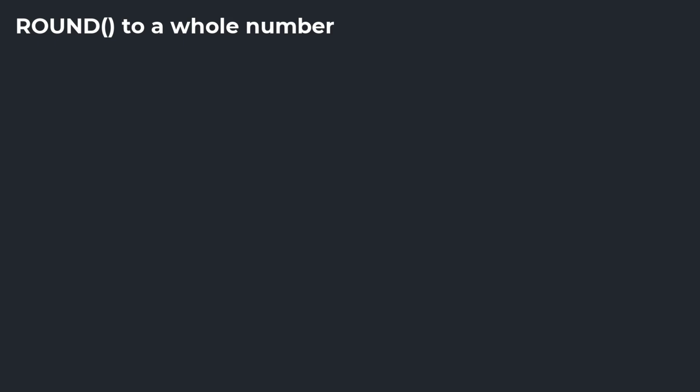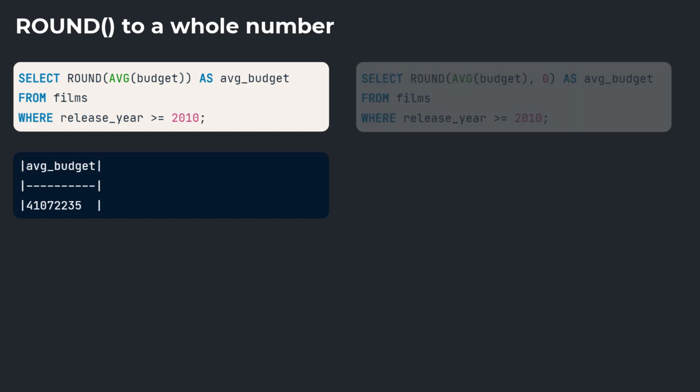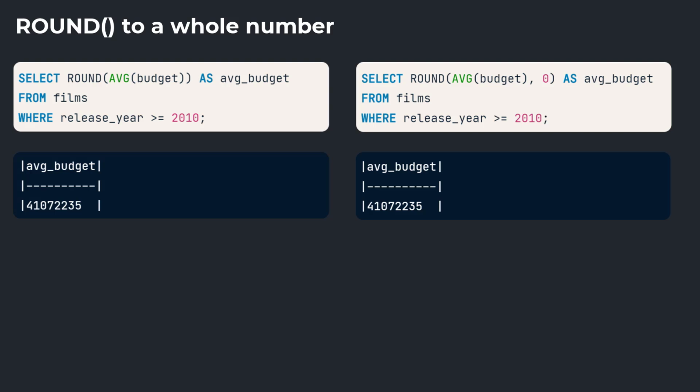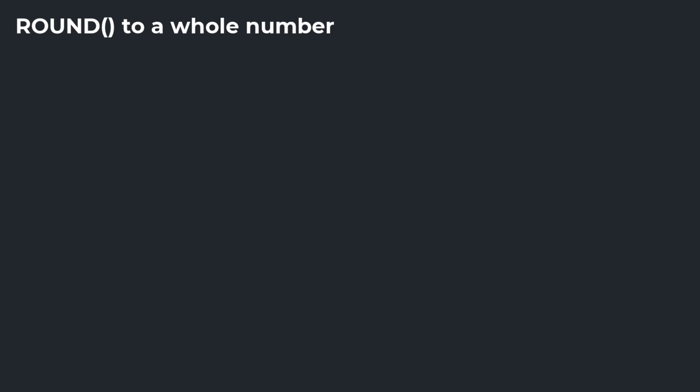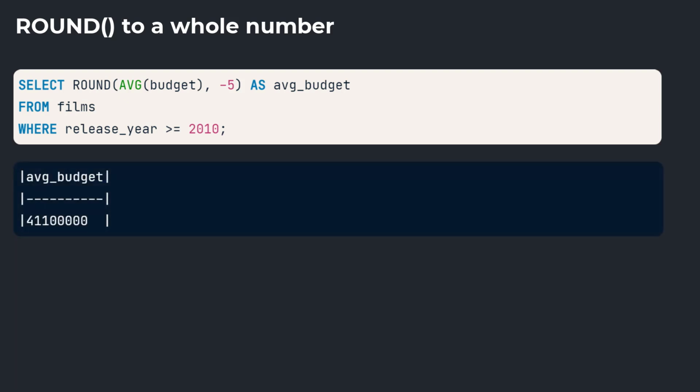The second parameter in our round function is optional, so we can leave it out if we want to round to a whole number. We would get the same result if we passed 0 as the second argument, as it is the default when no number is given. Here's a tricky one. We could also pass a negative number as the second parameter and still get a result. Here, the function is rounding to the left of the decimal point instead of the right. Using -5 as the decimal place parameter will cause the function to round to the 100,000 or 5 places to the left. Round can only be used with numerical fields.